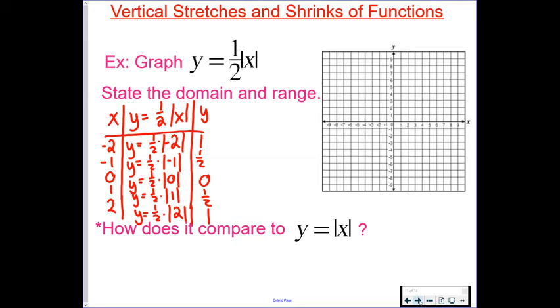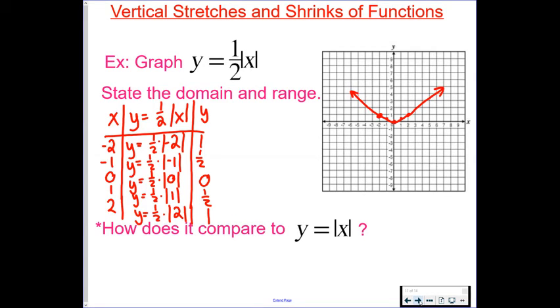There's my list. Let's go plot them. -2, 1. -1 is at 1/2, which is like right there. 0, 0. 1, positive 1/2. And then 2 is up at 1. That's what my graph looks like.